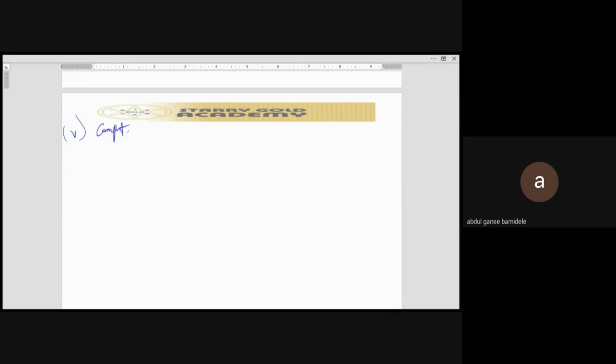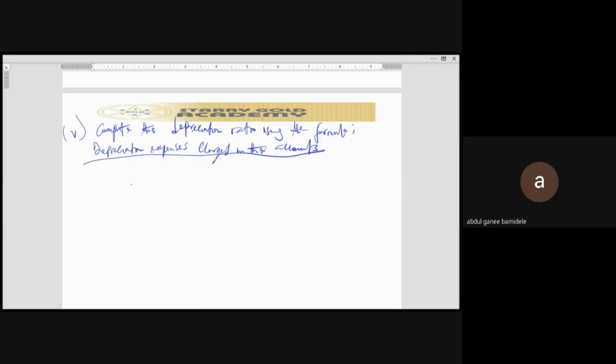Compute the depreciation ratio using the formula: depreciation expense charged in the account, divided by the global income, multiplied by 100 divided by 1.